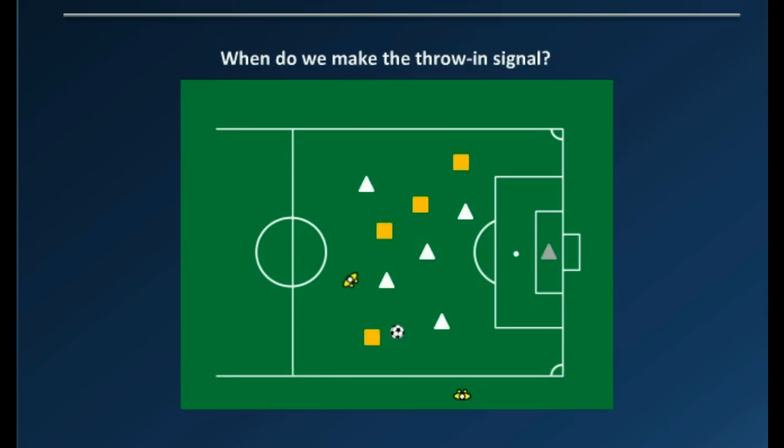When the ball leaves the field over the touchline on the AR side of the halfway line, the assistant referee may make the signal immediately. When the ball leaves the field on the opposite side of the halfway line, the AR should make eye contact with the referee first before raising the flag. This is because the referee has the first call here.